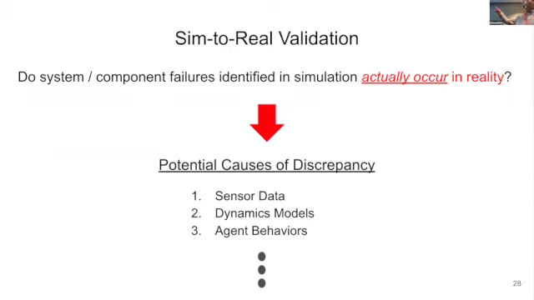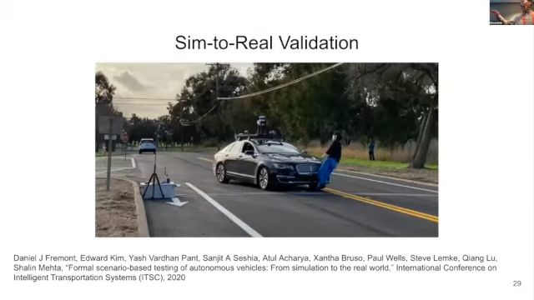So there can be many potential causes. For example, differences between synthetic and real data, dynamics model, agent behaviors, and so on, which is why we worked on this example that Sanjay showed you before and worked on carefully selecting test cases that we want to reconstruct and replicate at a track testing site.